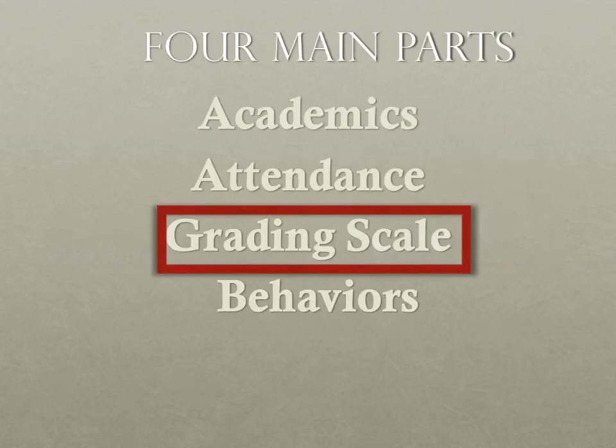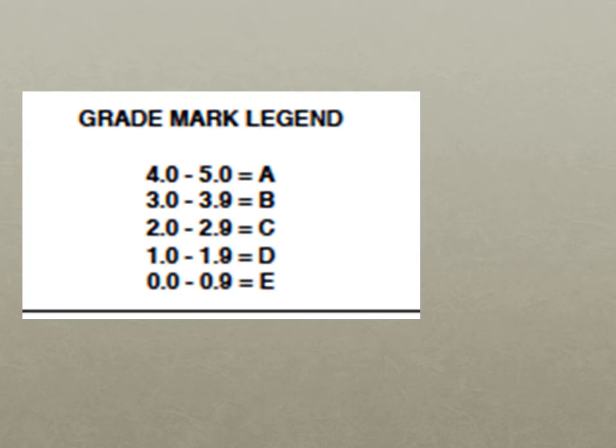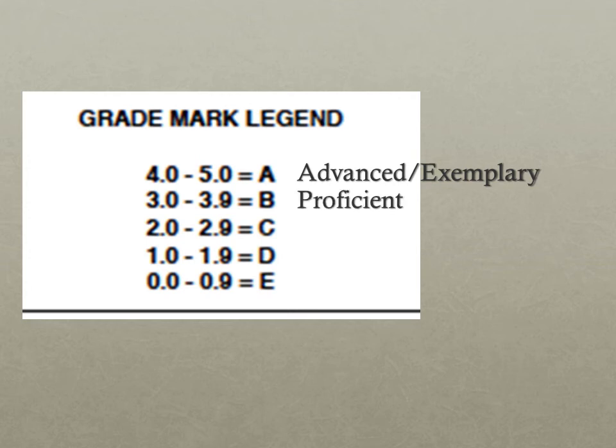The third part of the progress report is the grading scale. The grading scale is found at the top right corner of the second page. Here we can see the entire grade mark legend. A 4.0 to a 5.0 is an A, which is deemed as advanced or exemplary. A 3.0 to a 3.9 is a B, which is proficient.